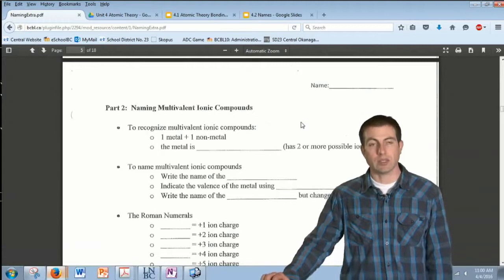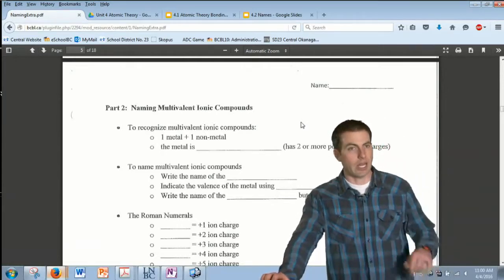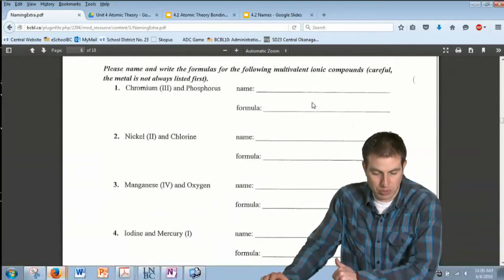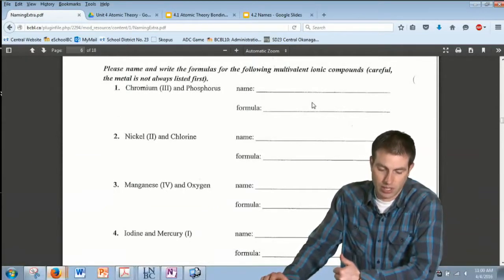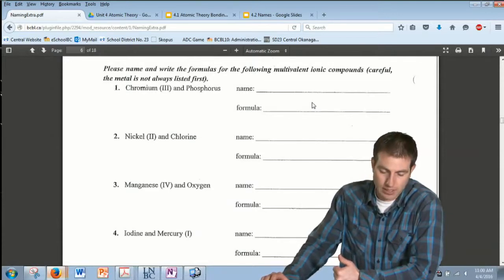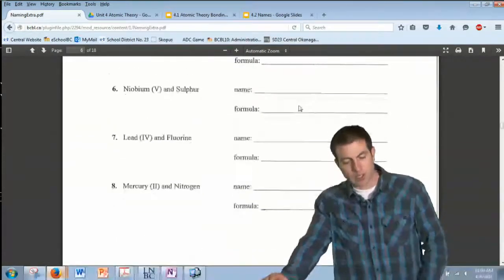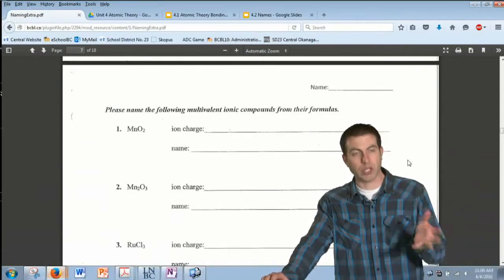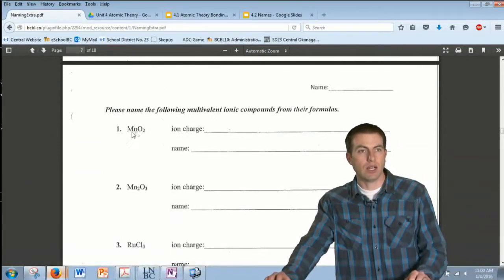naming multivalents. So these are things that have more than one charge. So you go through it. Chromium 3 phosphorus is chromium phosphide is the name. You have the 3 and the P. There you go. So you can do these, write the names and formulas. You should be able to do those fine. Then it's working your way backwards. If I give you the chemical formula, can you write the ion charge for the manganese? And can you write the name of this?